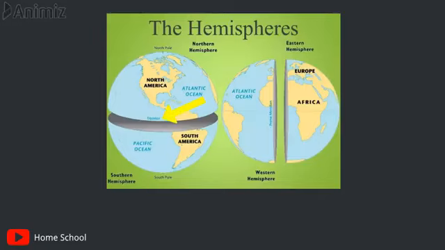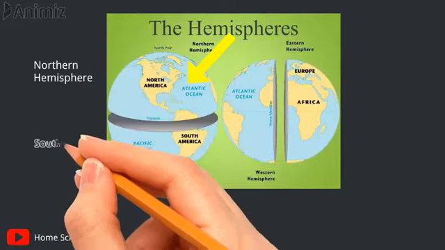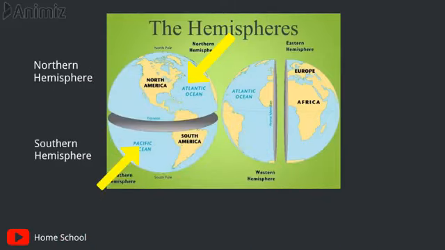So, this is the equator. This is the North Pole and this is the South Pole. When the equator divides the earth, we get the northern hemisphere and the southern hemisphere. At the top of the northern hemisphere is the North Pole, while at the top of the southern hemisphere is the South Pole. In the same way, this line is the prime meridian.